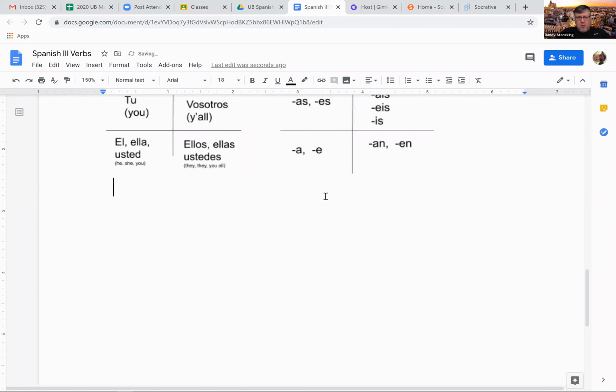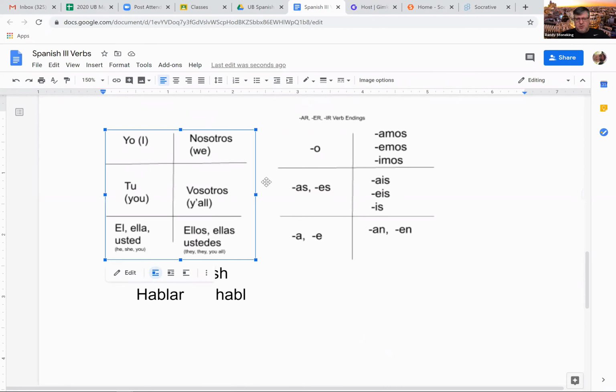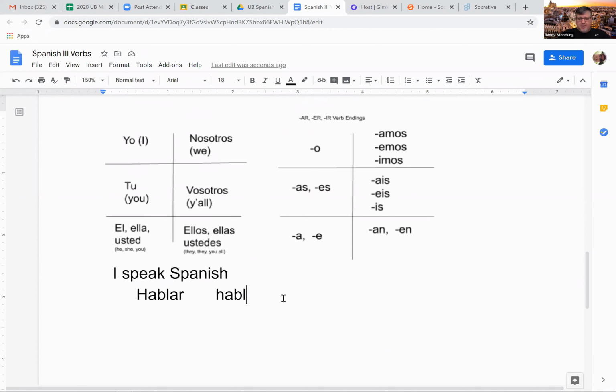So for example, if we wanted to say, I speak Spanish, we would do it as, we take the verb, which is hablar. We knock off the last two letters, and then we find the corresponding ending. So in this case, it's I, we know that's yo. So we know the ending is O. We knock off the last two letters, and we make an O there, hablo. So then that becomes yo hablo español.